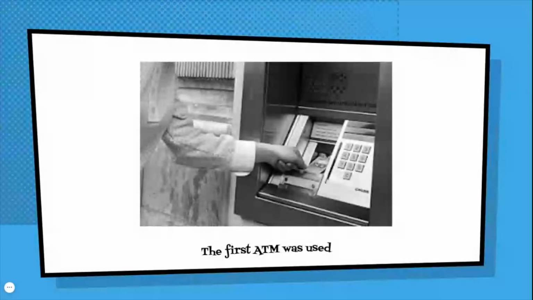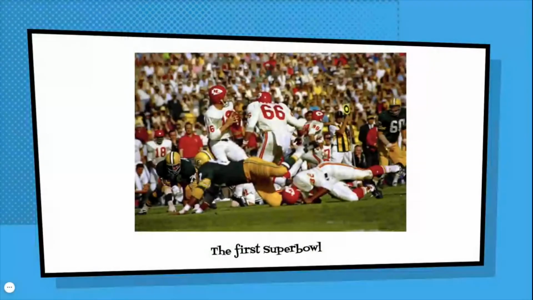The first automated teller machine was used, also known as an ATM. The first Super Bowl happened. The Green Bay Packers and the Kansas City Chiefs battled it out, and the Green Bay Packers took home the win.